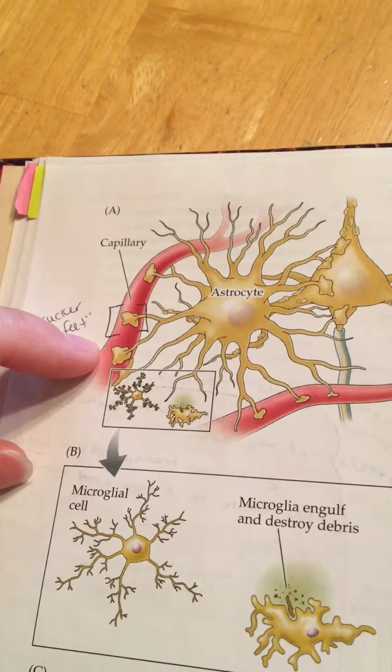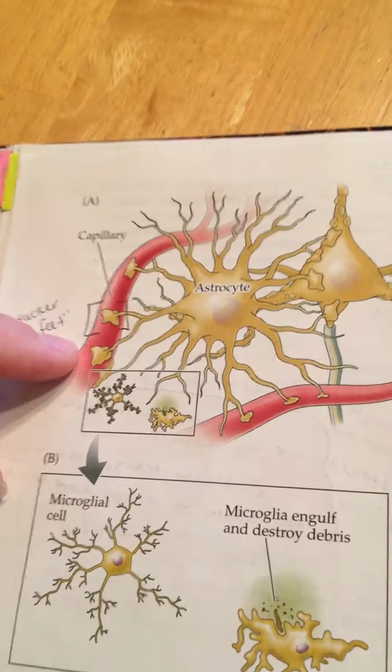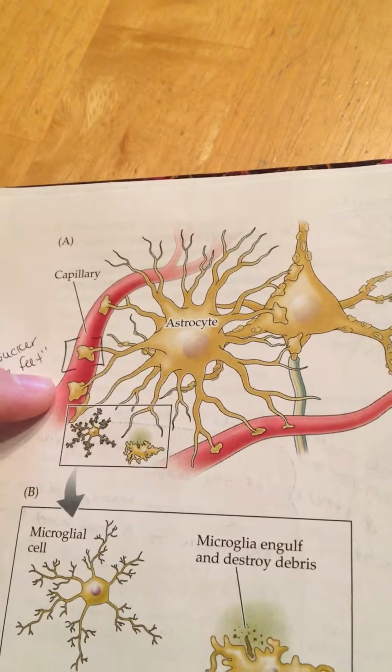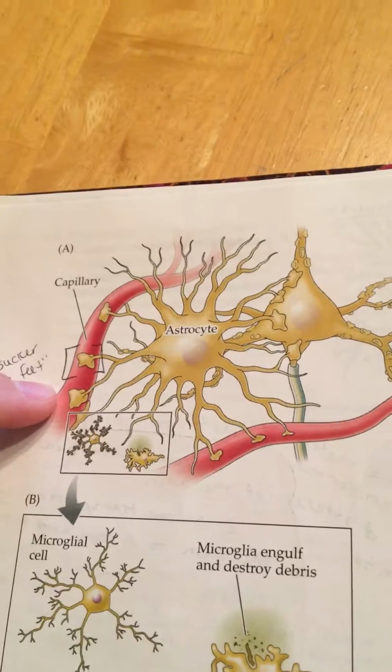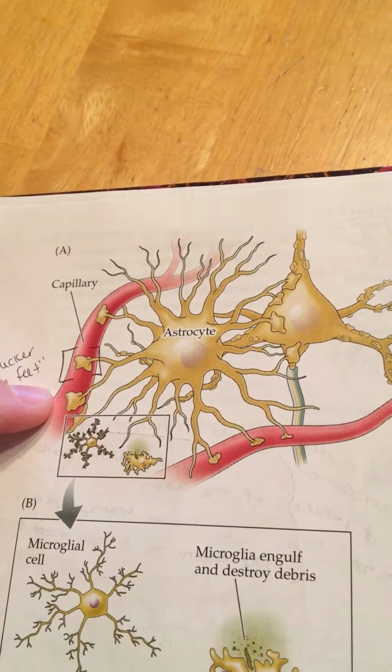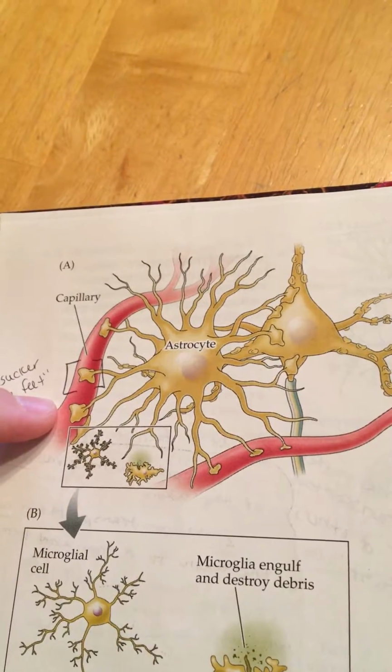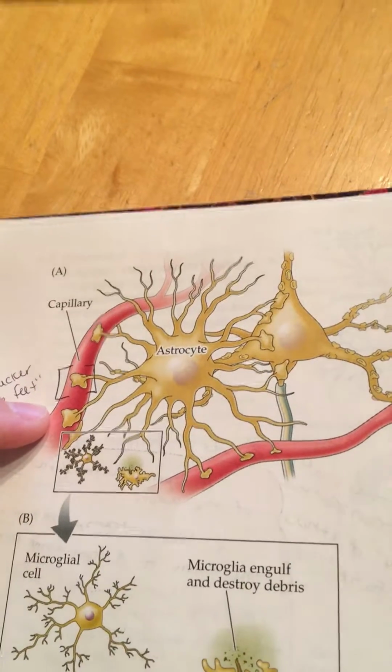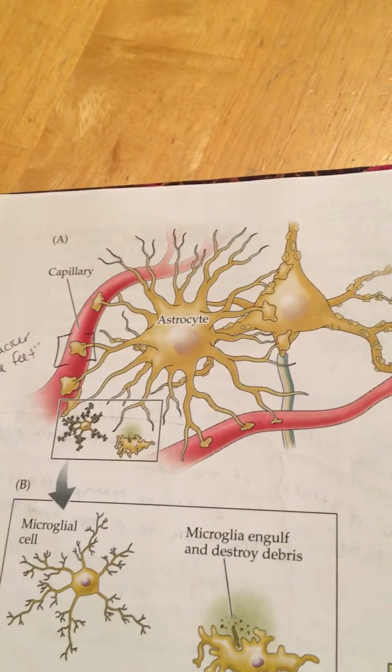Highlighted there, the astrocytes actually have sucker-like feet. These sucker-like feet connect on the blood vessels. This allows the astrocytes to help regulate local blood flow, and it provides more supplies to the neurons when they are active because it gets anything they need from the blood.